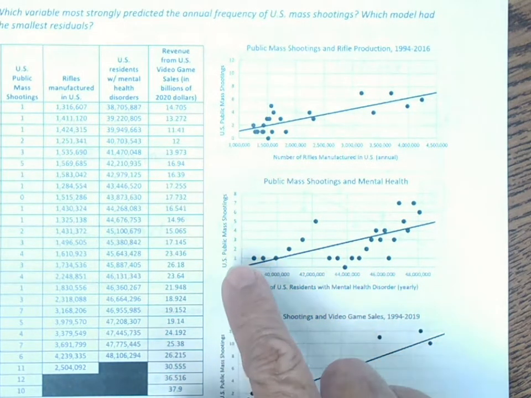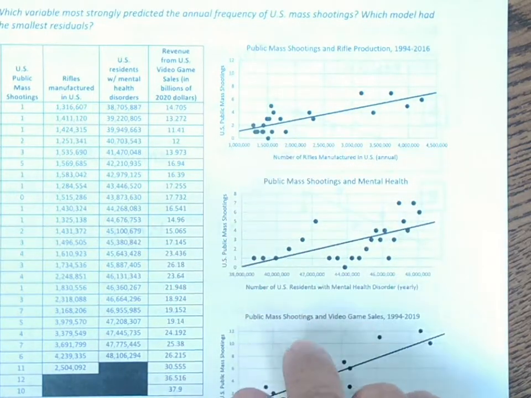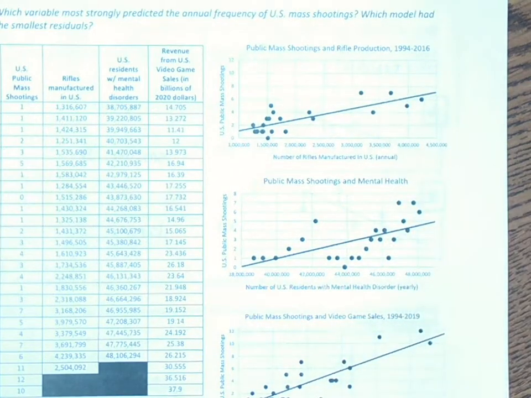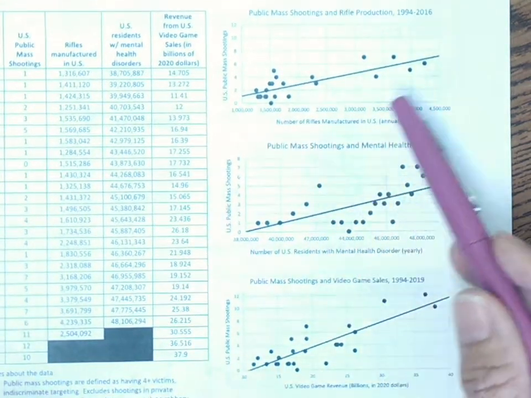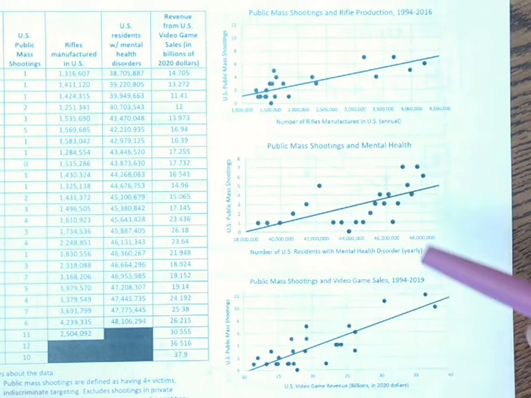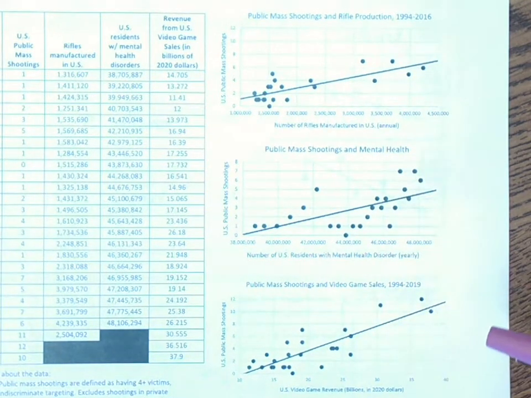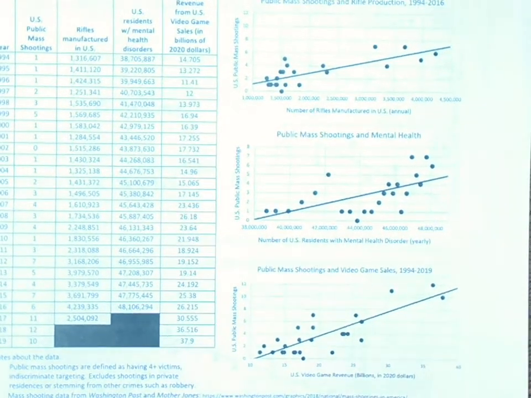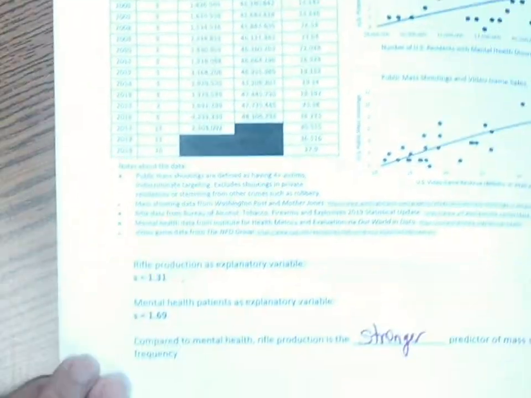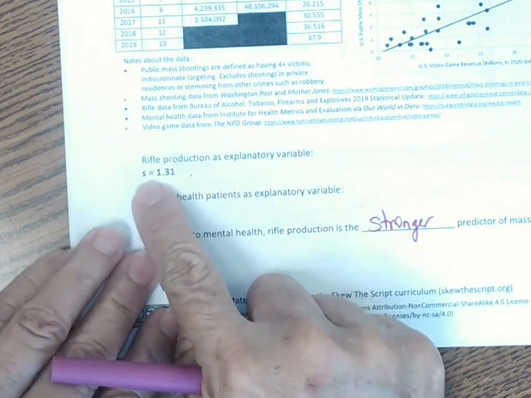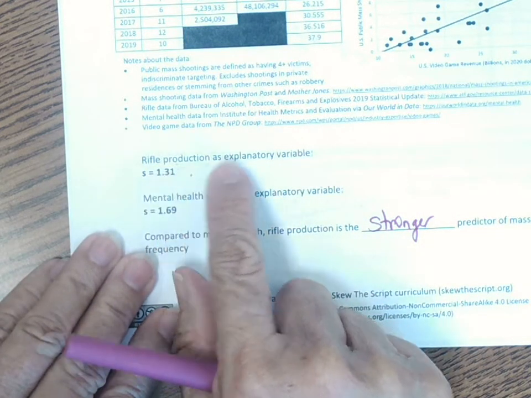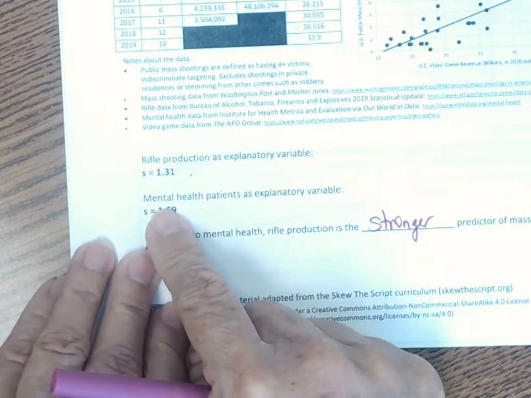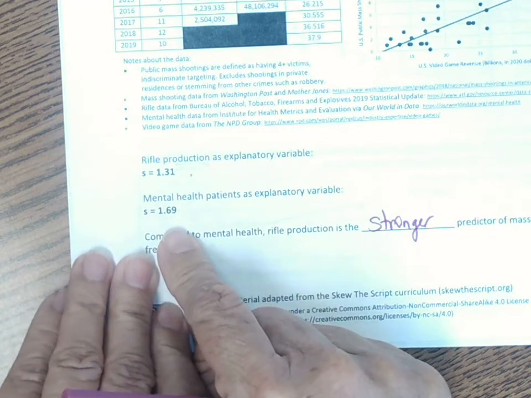The response variable is the number of mass shootings. So same time periods, and you can see we've got 3 different charts. They all are linear, they all are positive, and the strength is different here. One way, again, we can look at this in terms of measuring the correlation is the typical residual error. And I'm telling you that the typical residual error for rifle production as the explanatory variable is 1.31. The typical residual error for mental health is 1.69.